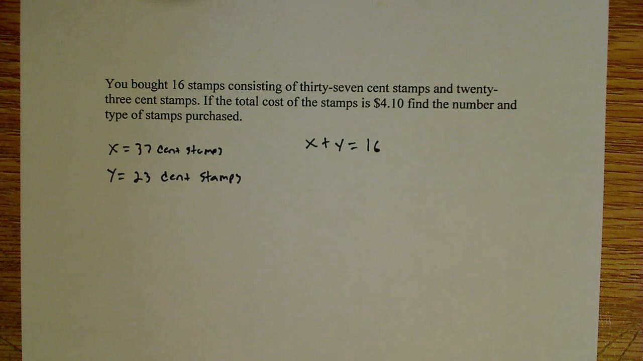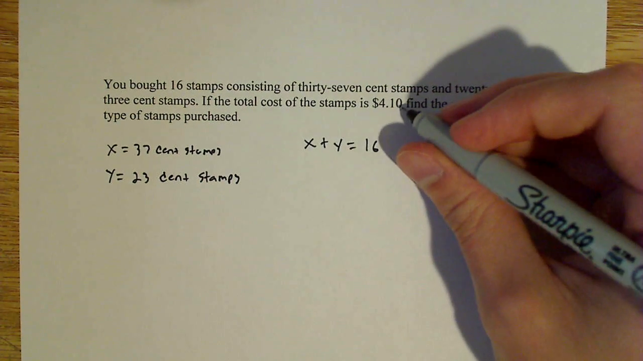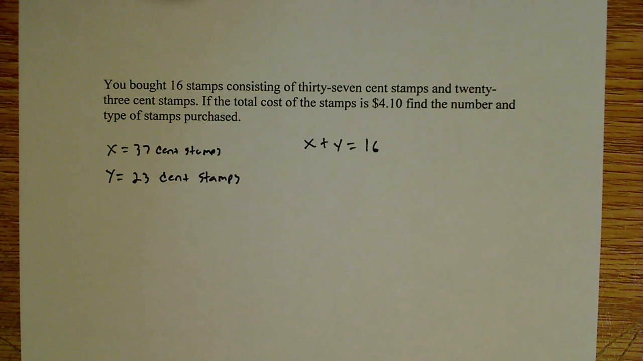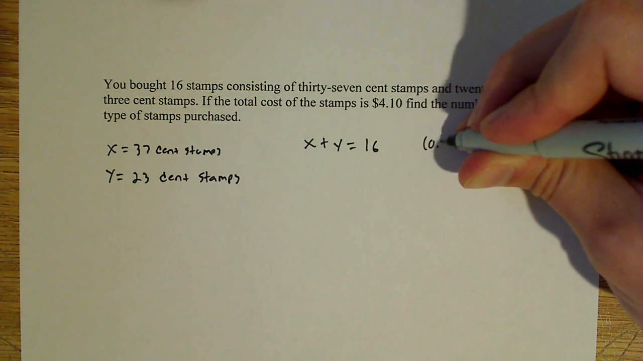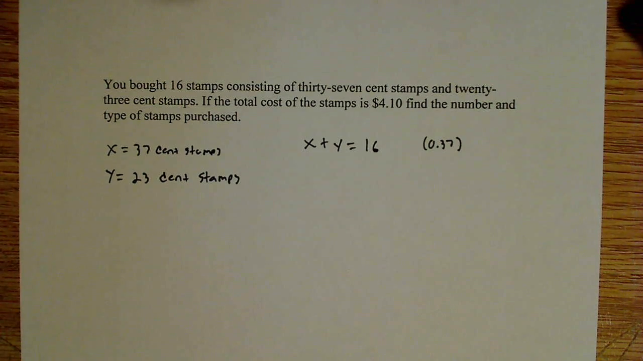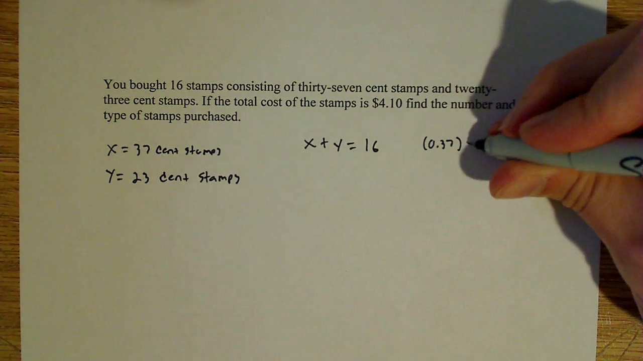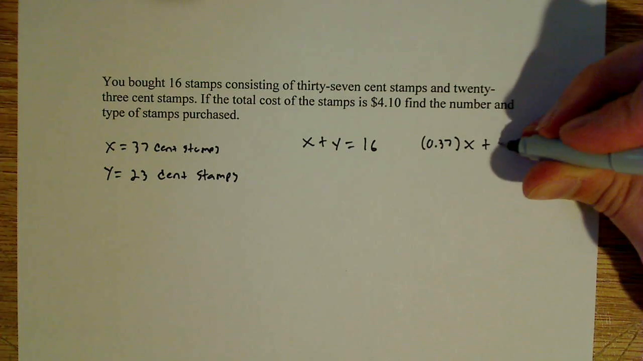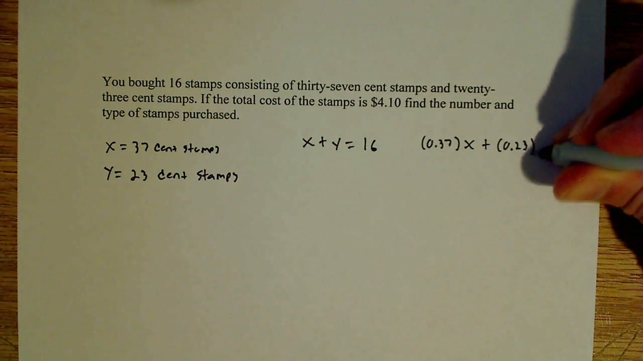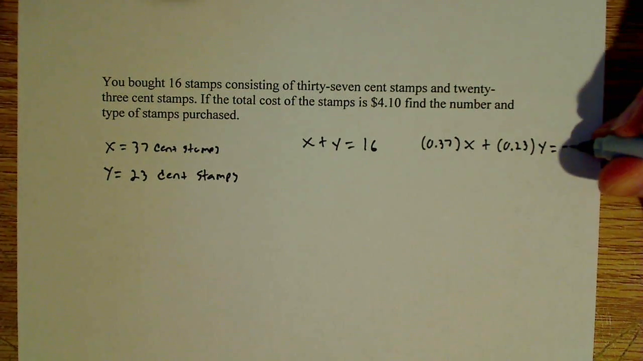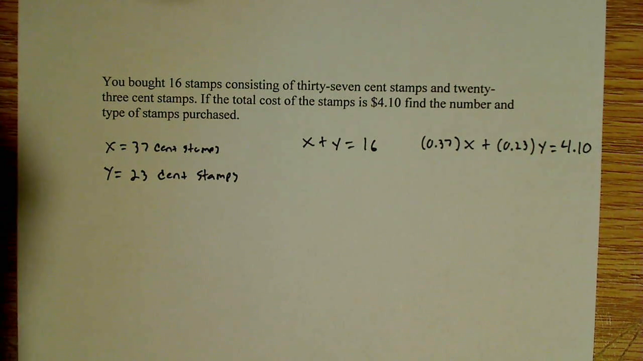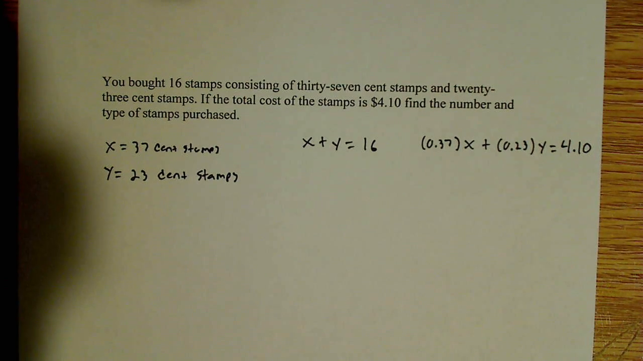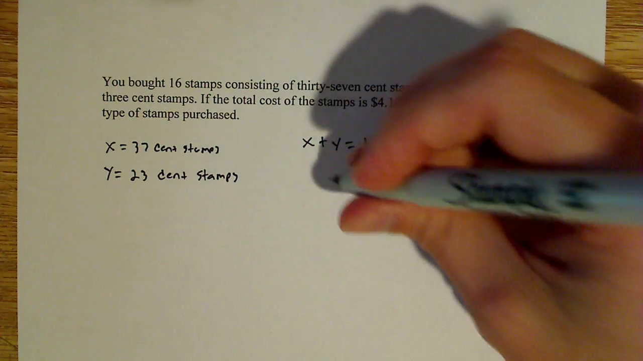And the next equation I can set up is using this total of $4.10. So I know I spent a total of $4.10, and I know that I have 37-cent stamps and 23-cent stamps. So I can simply say this: 0.37, because that's standing for 37 cents as a decimal equivalent, and that's going to be x, plus 0.23, and that's going to be y, is equal to $4.10, right?